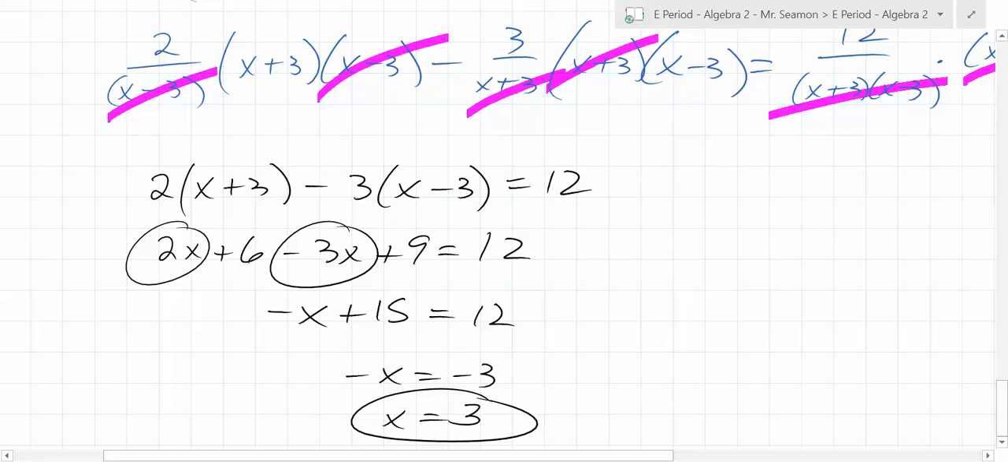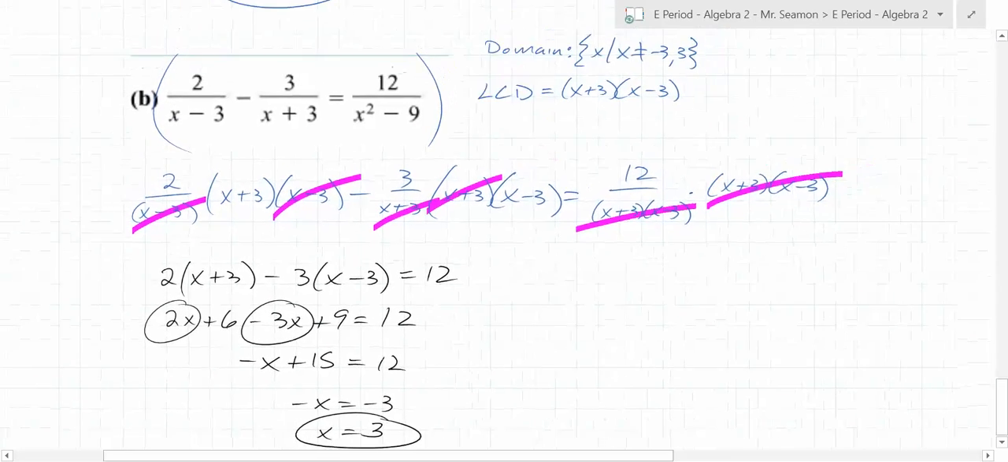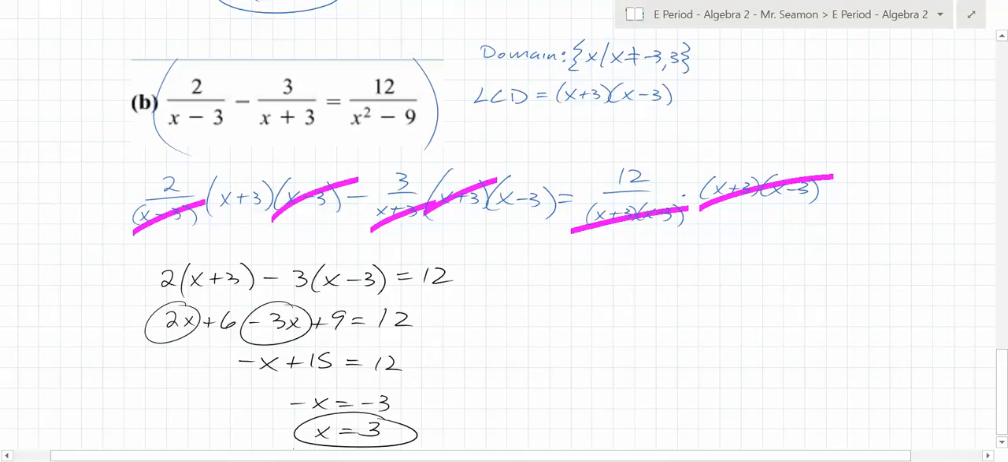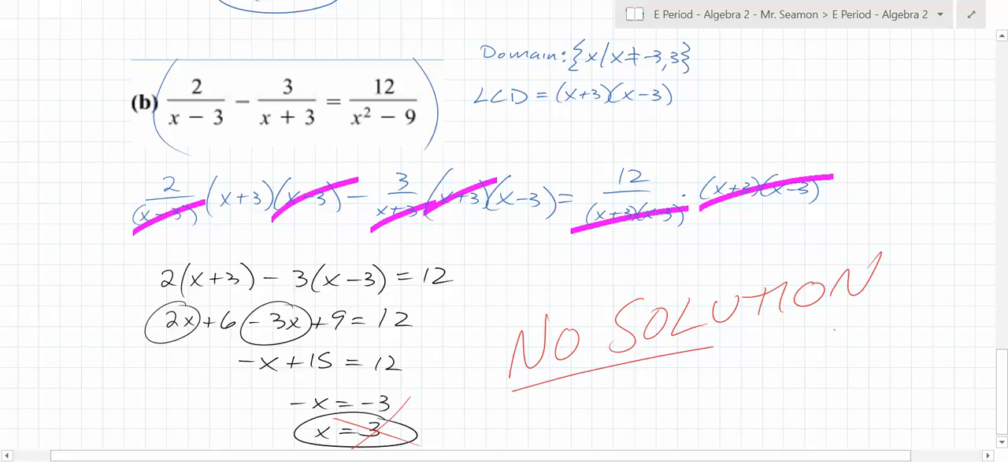Oh, wait a minute. So that's a solution, right? But what did we say the domain was? Look in the upper right. What's the domain? x such that x can't be 3 or -3, right? So we solved it, right? But we can't use this one. So what's the answer to this? No solution. If you had said the answer is 3, can you plug in 3 into this equation? No. So there's no solution to this one. It's kind of cool. Okay, sit down, kids.